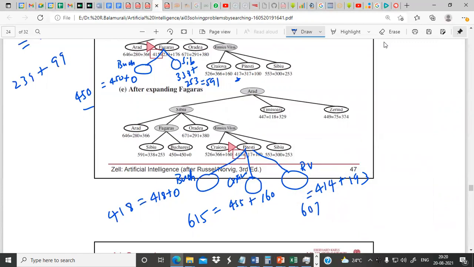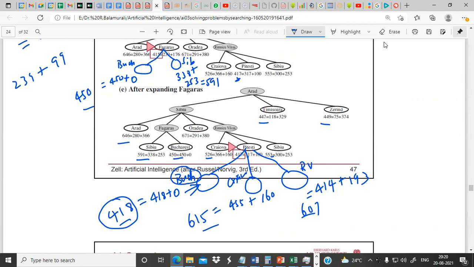Now from all the unexplored nodes, you see which is the minimum cost. This is 646, 591, 451, 450, 526. This is explored, 553, 447, 449, 418, 615, 607. The minimum cost is this one, 418. So now this should be explored. Now Bucharest should be explored. Before exploring, it will check whether this is a goal state or not. Yes, this is a goal state, so the algorithm will stop here.